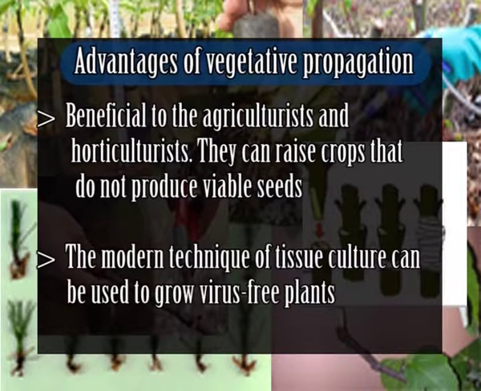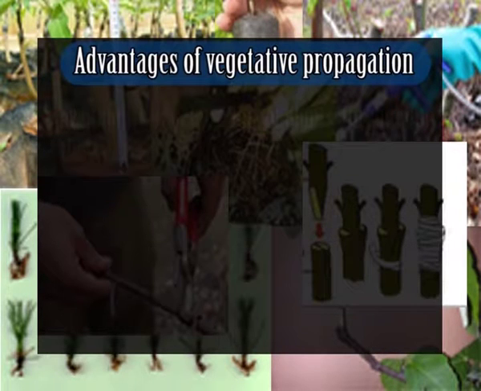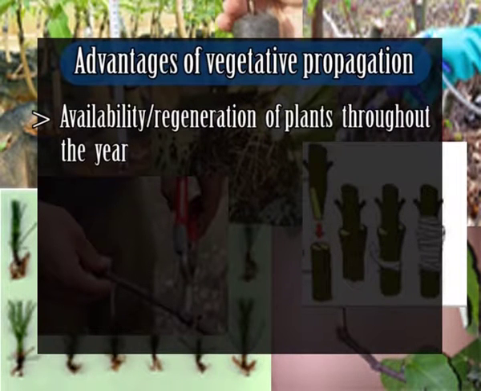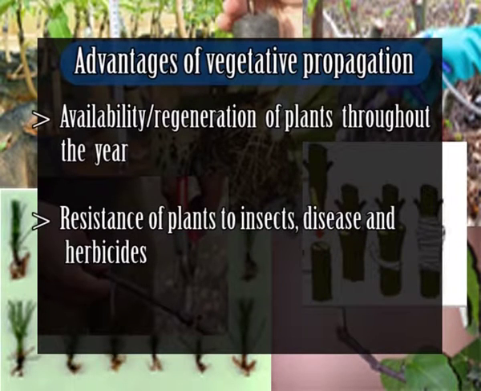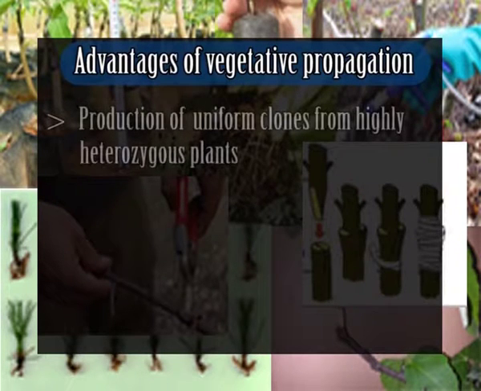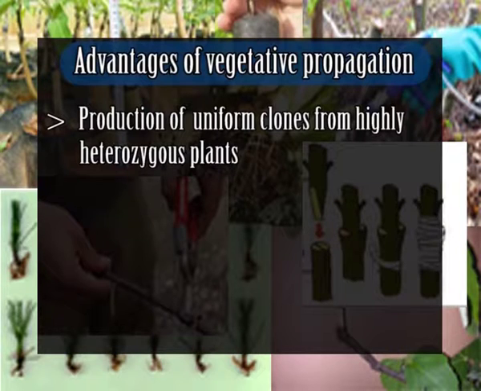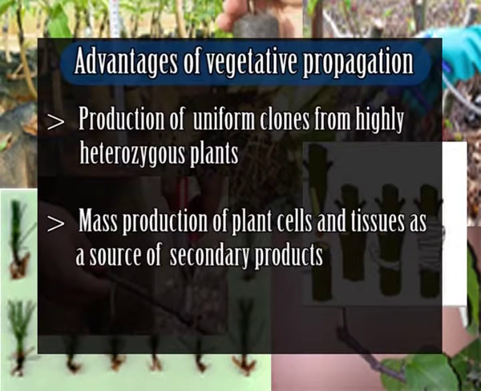The modern technique of tissue culture can be used to grow virus-free or disease-free plants. Availability or regeneration of plants throughout the year, that is, in all seasons. Resistance of plants to insects, disease and herbicides. Next is the production of uniform clones from highly heterozygous plants. Mass production of plant cells and tissues as a source of secondary metabolites.